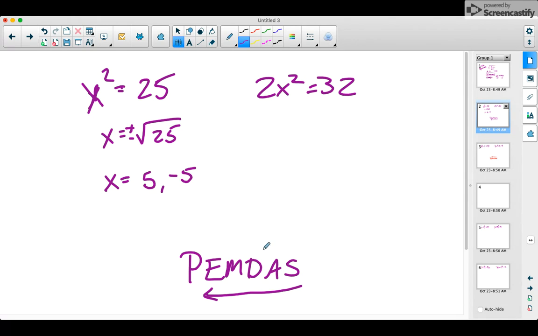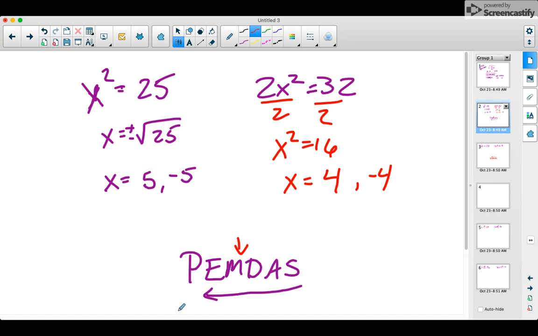As we start to make these problems more complicated, it's important to recognize what order these things are in. So I could be dealing with a multiplying situation before I have to get rid of the exponents. Like in this case, I'm multiplying by 2 and squaring. So multiplication would have to be dealt with first. So I divide, end up with x squared is 16, and then I could take my square root. X is +4 and x is -4.